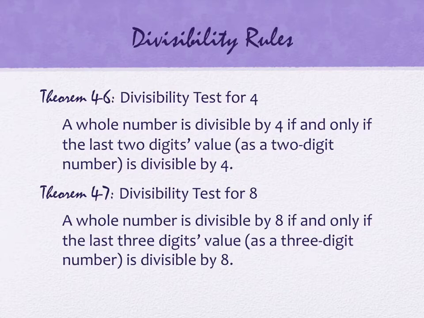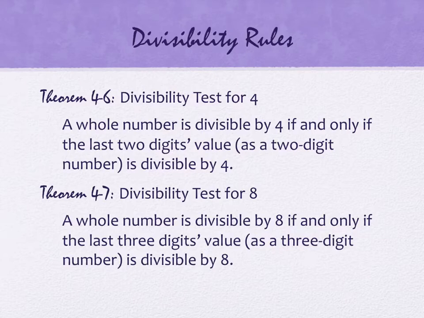So let's take a really simple example first, something that you already know. 27. It's just a 2-digit number. You should know it's divisible by 3. But check it out. What's 2 plus 7? 9. Is 9 divisible by 3? Yes. Therefore, 27 will be as well. And it works for all divisibility by 3s.